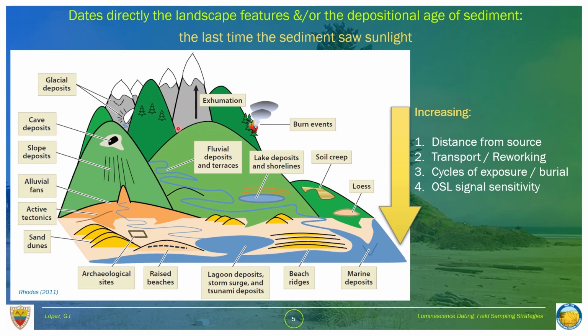So basically, the further you go from the source of the sediment, which is the mountains, for example, the better the grain gets in order to become datable. Everything that is in the coastal zone is actually better to date than anything else because it is further away from the source. It has undergone more transport and reworking, and more cycles of exposure to sunlight. So it has a better signal sensitivity, and this is something extremely important in order to get a more accurate age.